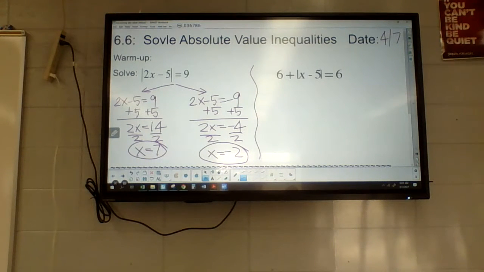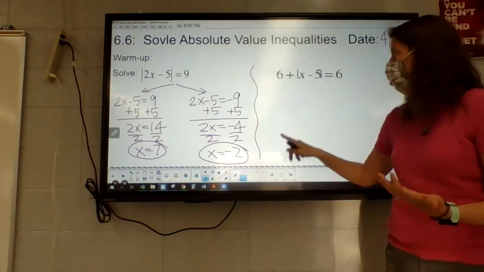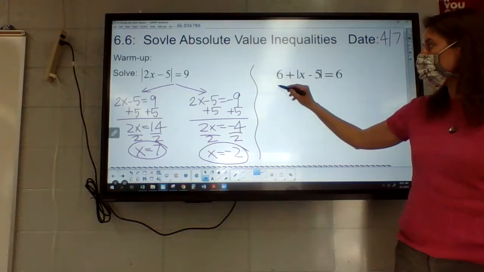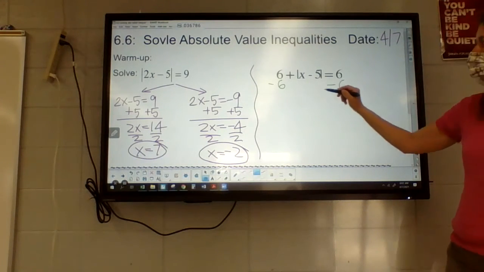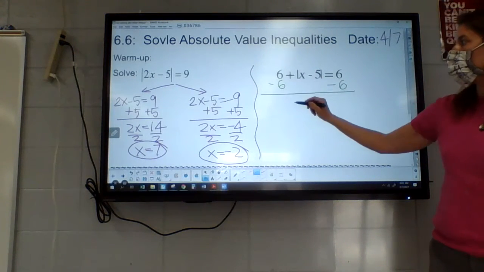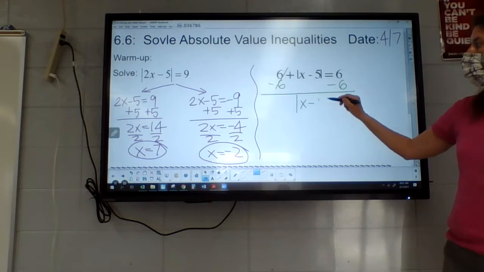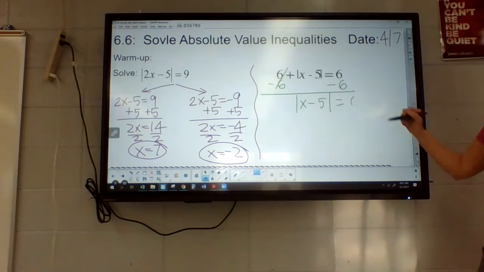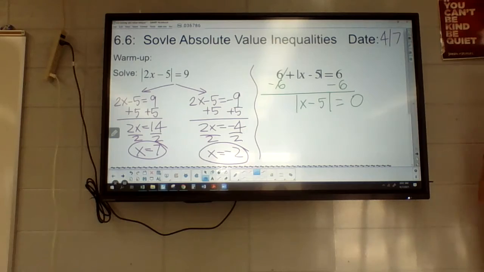Yeah, we have to get the absolute value alone. So we're going to isolate that absolute value. So I'm going to move this 6 over to begin with. It's a positive 6, so I'm going to subtract 6 over. And you're actually going to maybe like this because you do 6 minus 6.